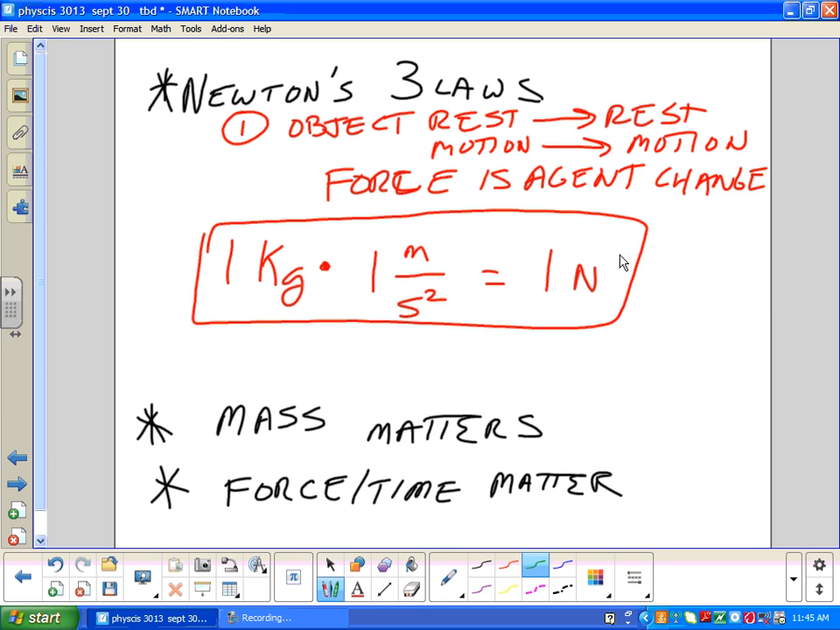When you look at the force, and this is a force, guys, this is how we're going to measure it. It comes down to mass matters. This leads us into our second rule.